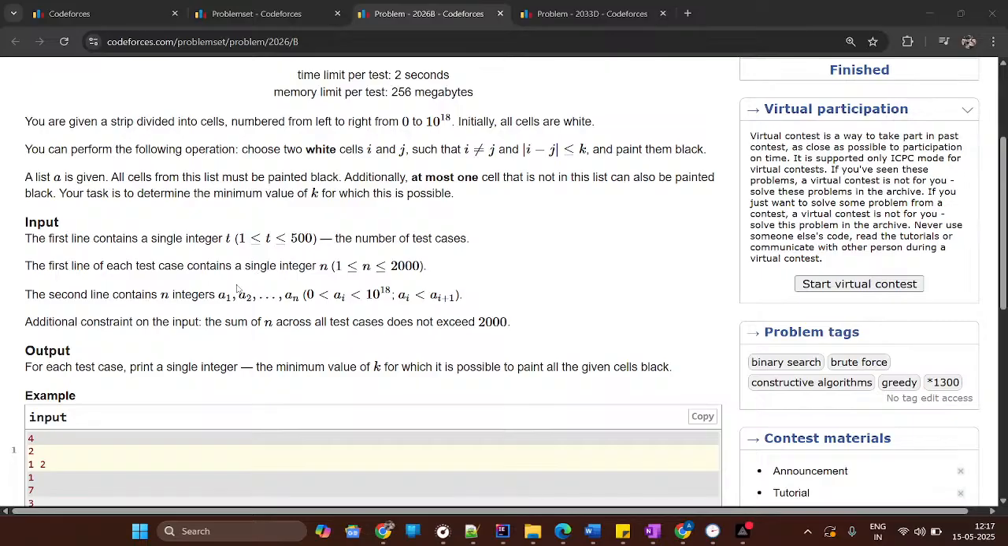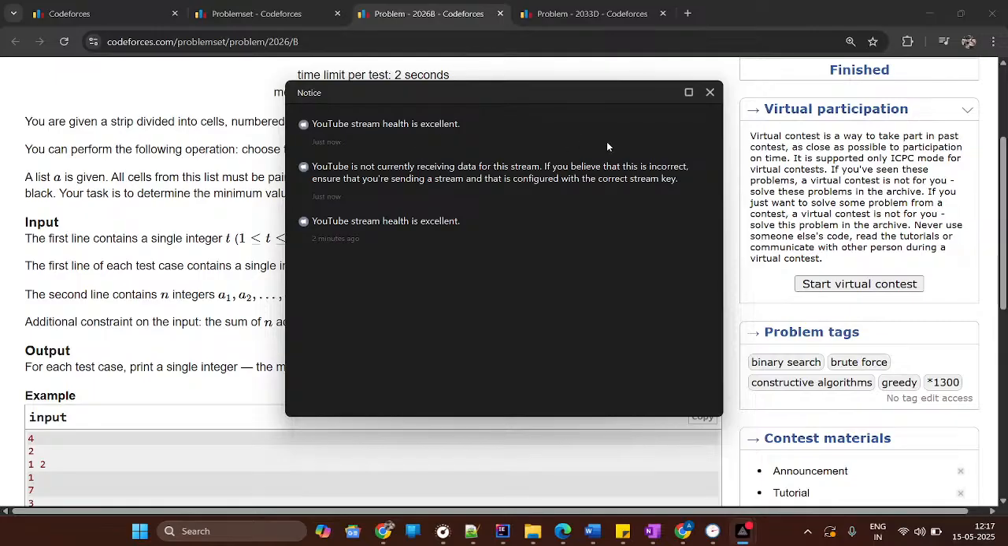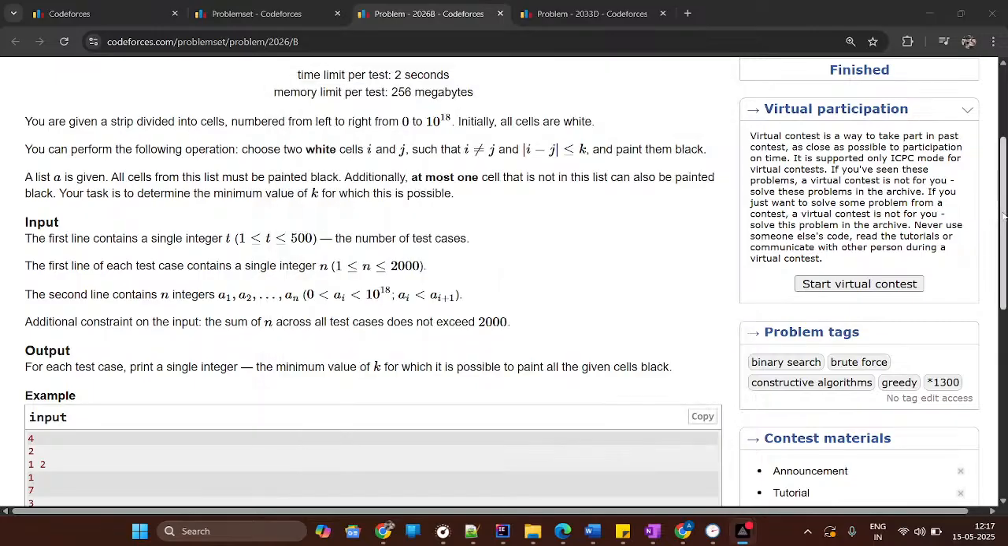YouTube is not currently receiving data for this stream. I don't know what's the issue. If you believe that this is an error, ensure you are sending a stream that is configured with the correct stream key. YouTube health is excellent. Okay, I'm ignoring this. I'll check it later. Okay, fine.